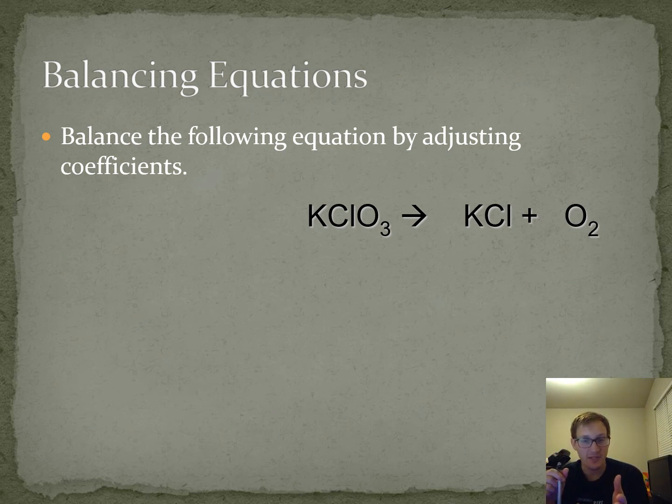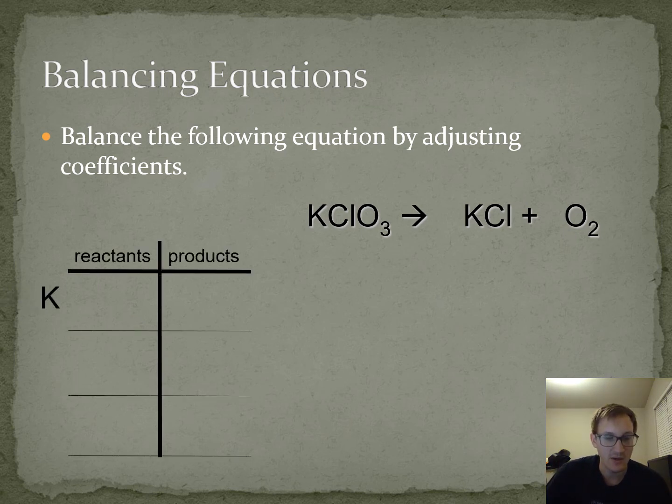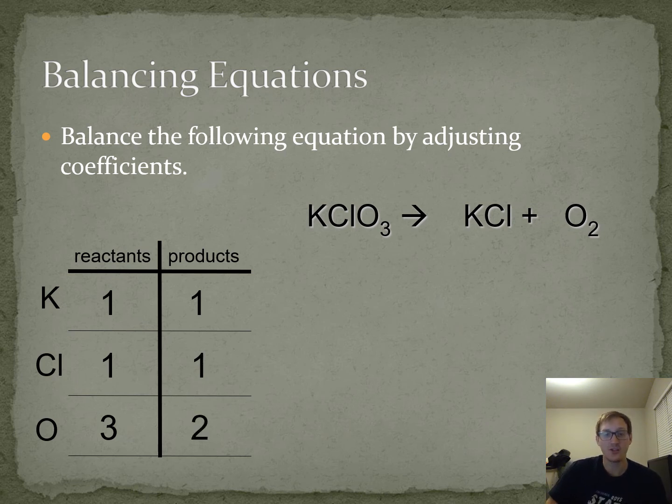So I have 1 potassium. Let's do this. I've got potassium, chlorine, and oxygen: 1 potassium on the left, 1 chlorine on the left, 3 oxygen on the left. And then if I do the products, I have 1 on the right, 1 on the right for chlorine, but I have 2 oxygens on the right for the products. So I'm going to have to figure out a way to get this 3 and 2 to be the same.